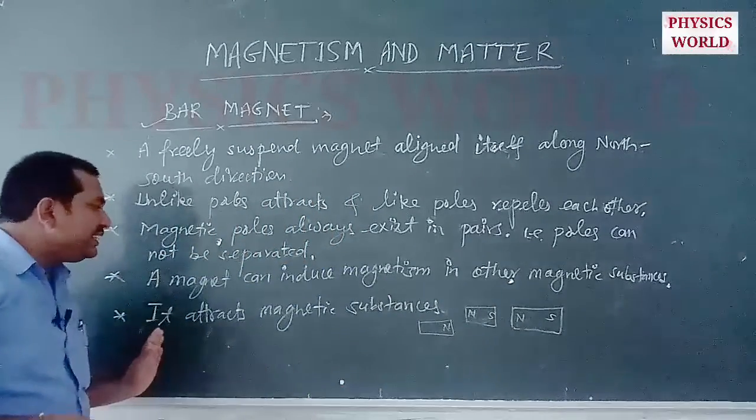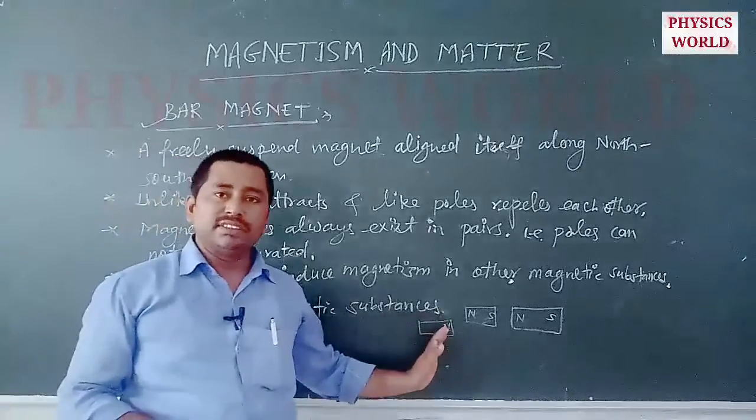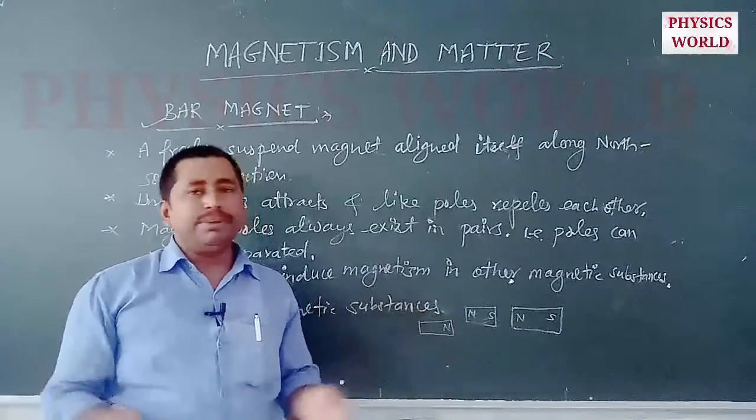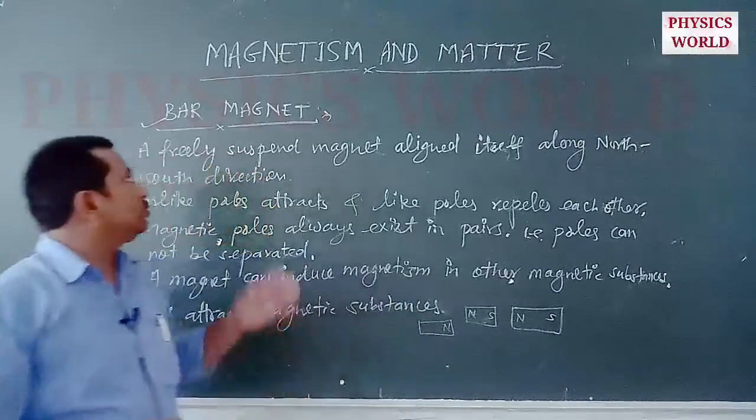Okay, now it attracts magnetic substances. So a bar magnet always attracts magnetic substances. All these are properties of a bar magnet.